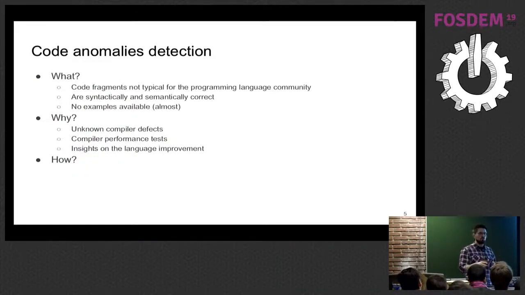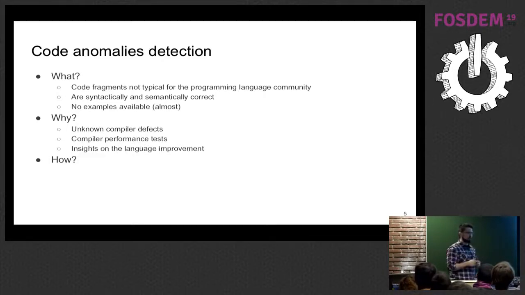We call these code fragments anomalies in the sense that they're good code. It's syntactically correct. It may even work very well. But it doesn't look like the code that other people write in this language.